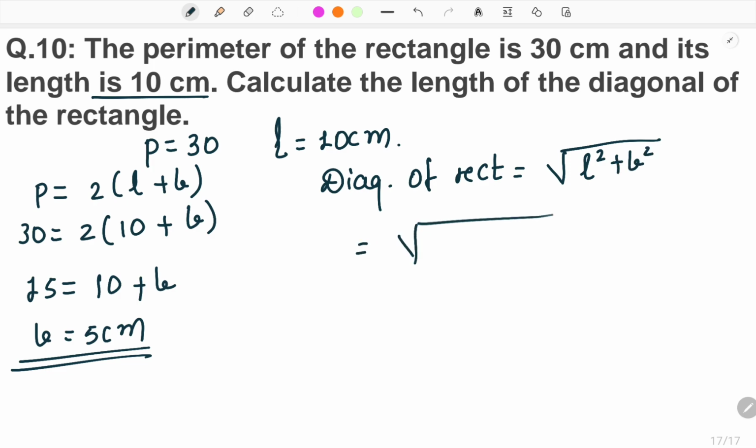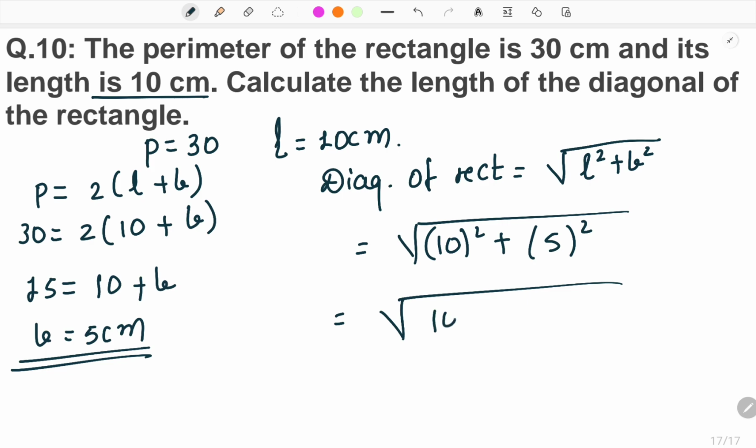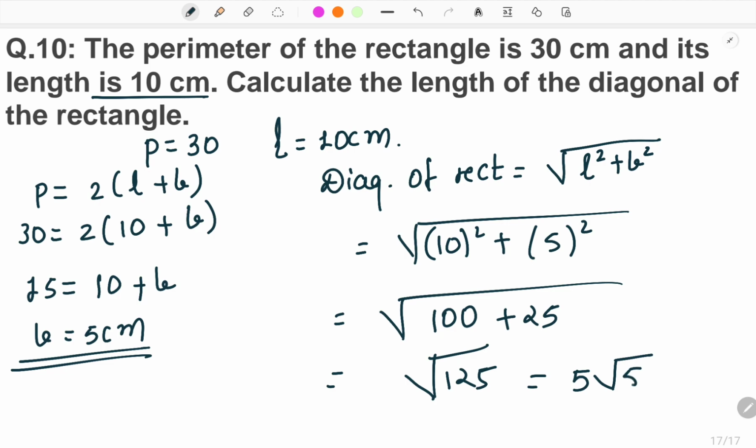Okay, so under root of, what is the value of L? 10 square plus breadth value 5 square. So what is the value of 10 square? The value of 10 square is 100 plus 5 square 25. So under root of 125, it means answer is 5 under root of 5 centimeter.